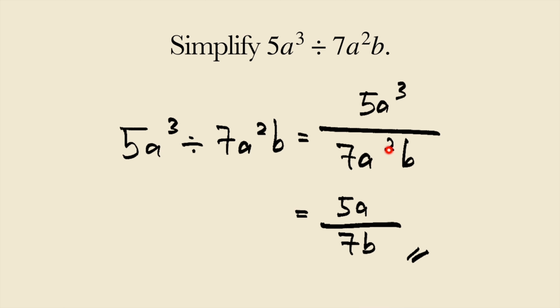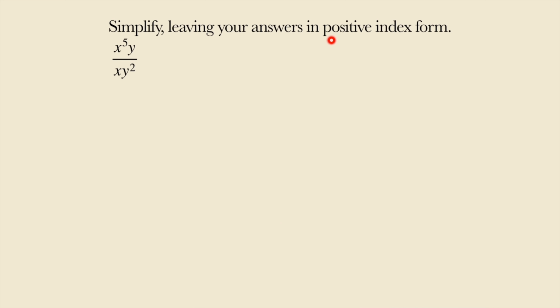We can have 3 minus 2. So 3 minus 2 is positive 1. That's a positive index, so a is on top. Okay, or you can just cancel 2, and then what's 3 minus 2? That's 1. Okay, now b is the denominator, and it stays as the denominator. That's it.